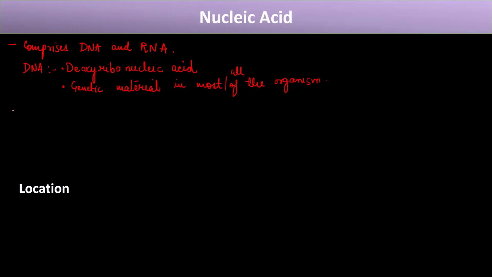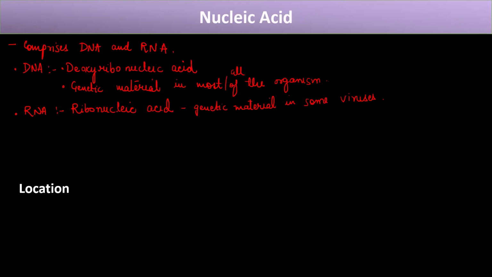Now, the second type of nucleic acid or second component is RNA. RNA stands for ribonucleic acid. Now, what is ribonucleic acid? The ribonucleic acid is also considered as genetic material in some viruses, not all the viruses, but in some viruses.